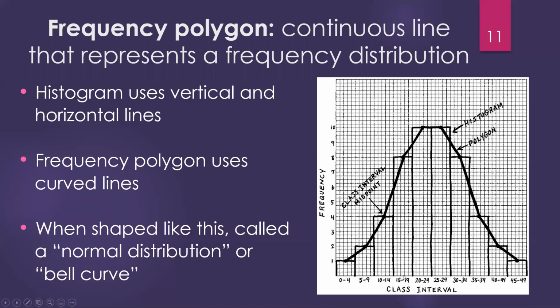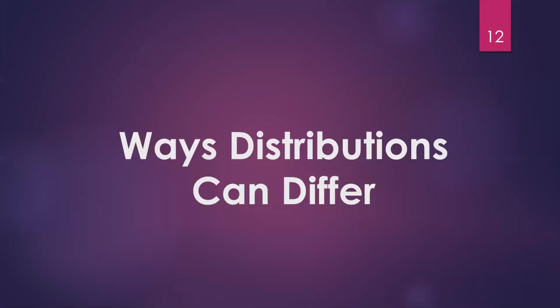So while a histogram uses these just vertical and horizontal lines that looks like a bar chart, the frequency polygon uses these curved lines to give a visual representation of what a data set looks like. And so when it's shaped like this, we'll have lots more on this later. Essentially, a lot of what we do after the midterm exam is based off of this shape that's called a normal distribution or a bell curve. And I'll say something more about that in a minute also.